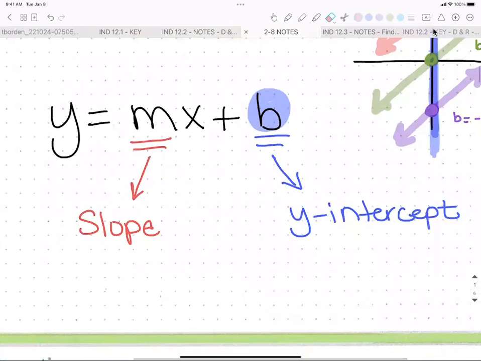Obviously not in class, but the first person that comes into class and tells me why the b is used for y-intercept, I'll give you a piece of candy tomorrow. Because I don't know. Research it and figure it out. If you let me know, I'll give you candy.